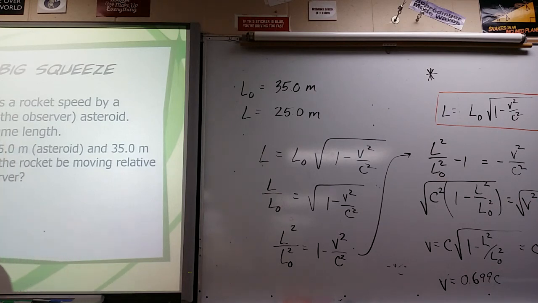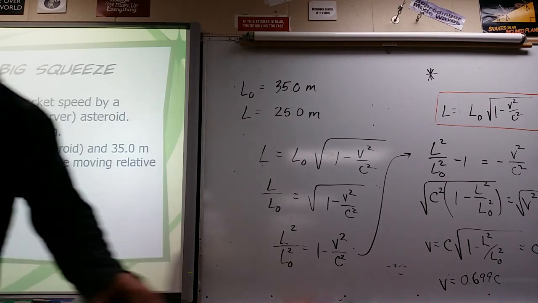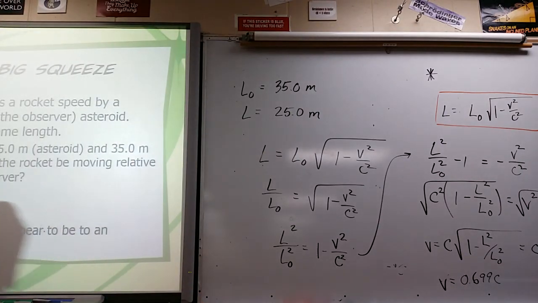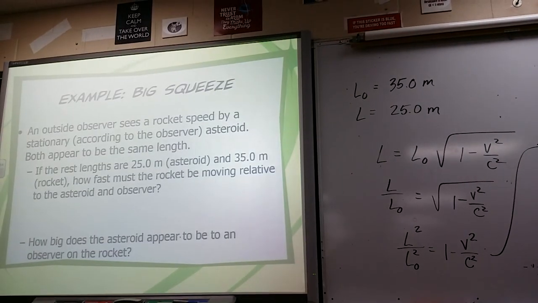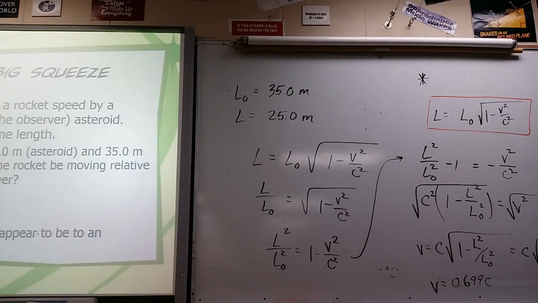So, should we, just in case, hold on to the v equals c times the square root of 1 minus L squared over... We probably wouldn't need that again, but we will want that speed, for sure. Because now my next question is, how big does the asteroid appear to be to an observer on the rocket, while the rocket, of course, is going past it? You just want to fry our brains, don't you? Let's find out.